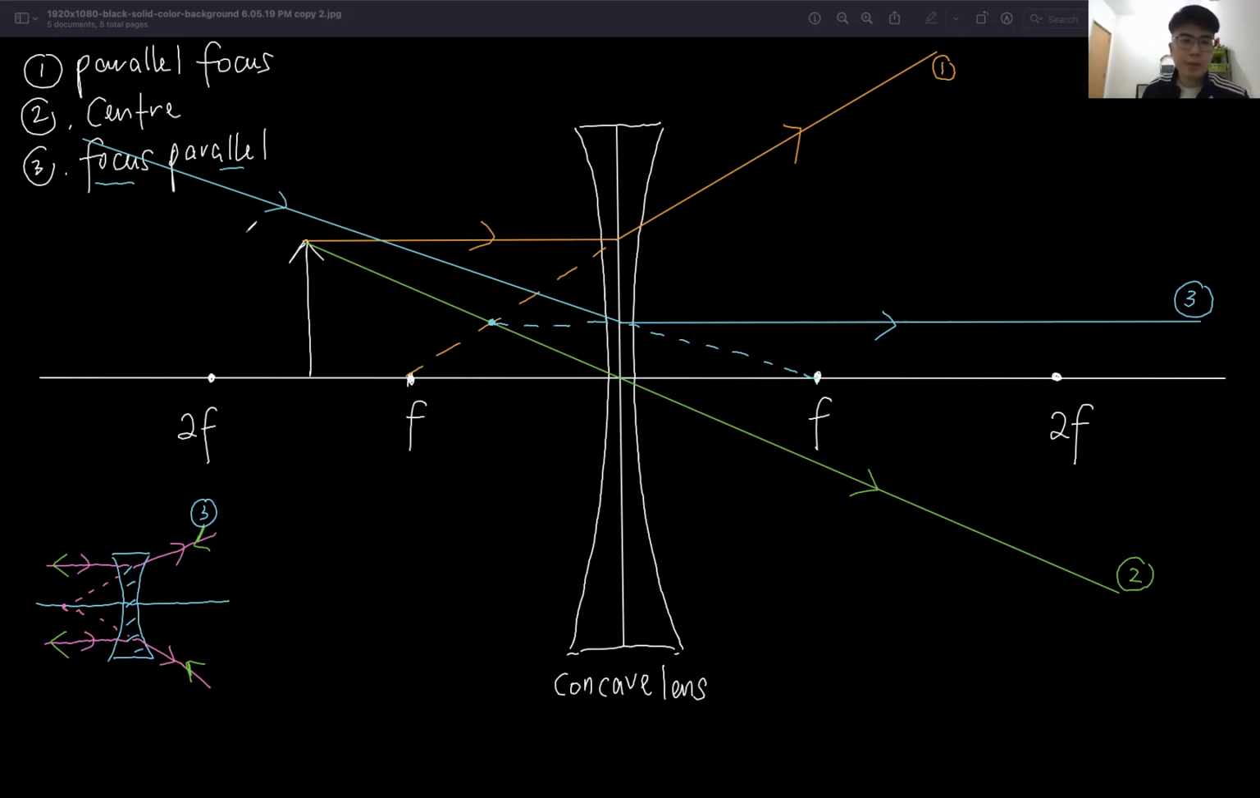So how do you draw the image? The tip is point A, the tail is point B. Here, all the light comes here. That means this is point A because it's coming from point A. And then the tail is again on the principal axis. We have our image like this.